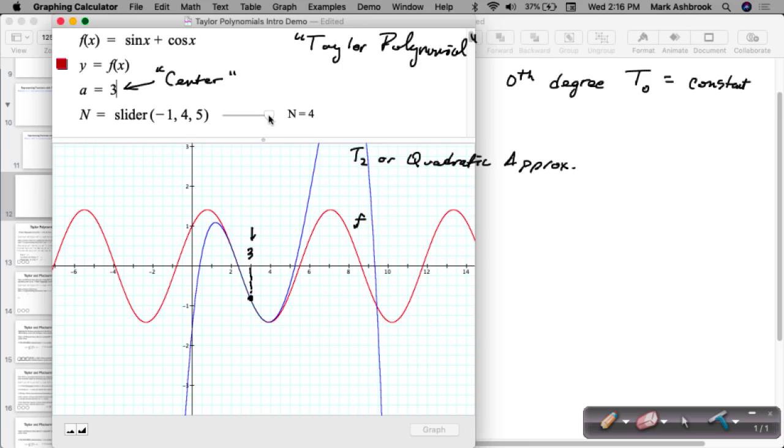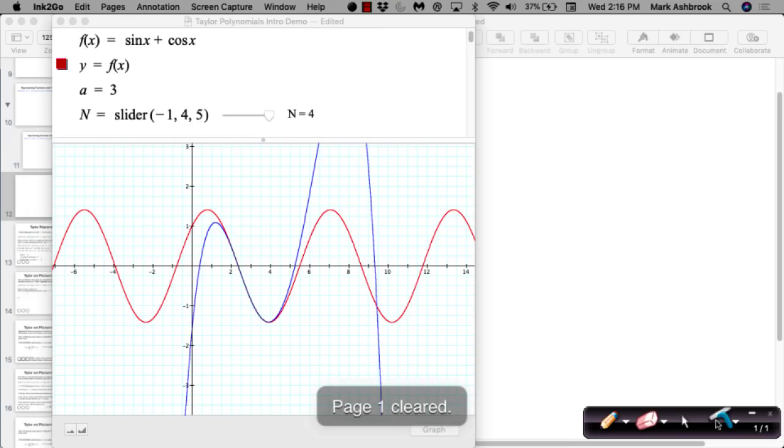The lower the degree, it's going to be right at 3, but then as soon as you get away from 3, it won't do a good job recreating the function. But higher degree polynomials do better and better replicating the function for a wider and wider interval around your center point. So just another quick example. I'll do another function and center point so you can see it.